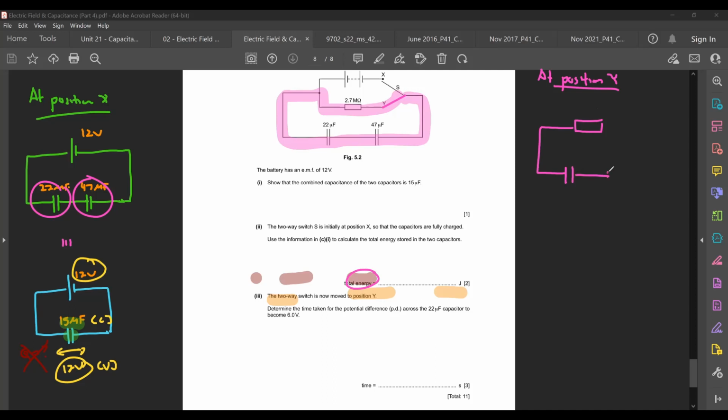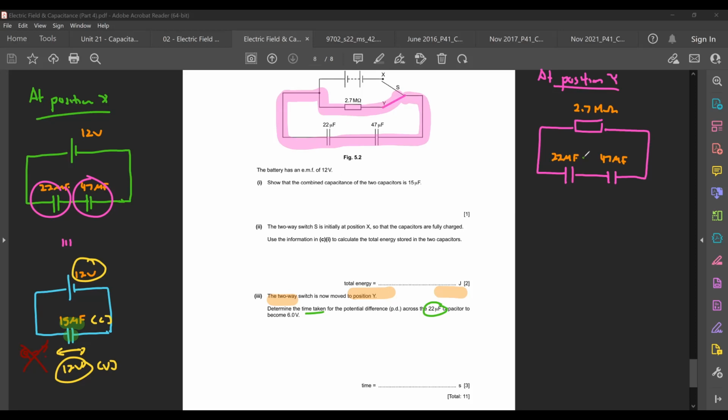Something that looks like this right now. This one is 2.7 megaohm. And then this one is 22 microfarad and 47 microfarad. Okay. So what they want now is for you to find out the time taken for the PD across your 22 microfarad capacitor to become 6 volts.